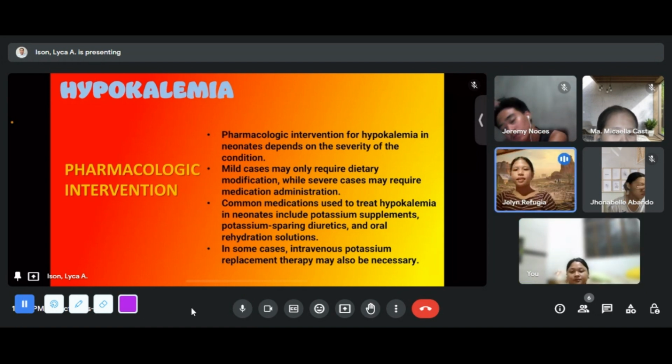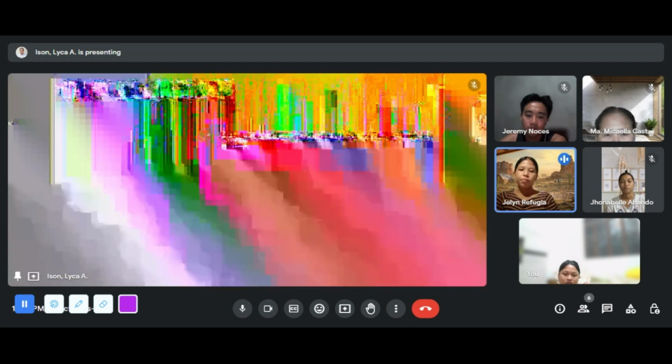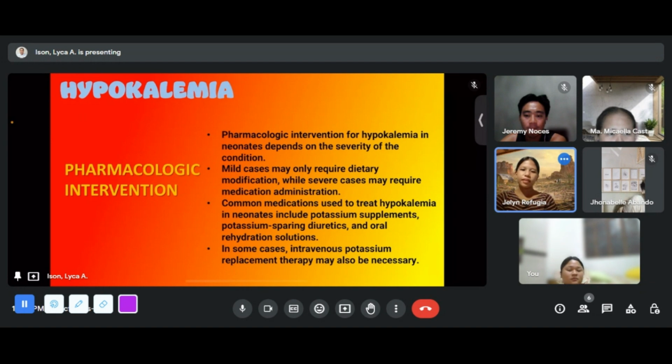So, pag mild cases, dietary modification. Pag severe cases, medication administration. So, yung common na medication for treating hypokalemia is potassium supplements, potassium sparing diuretics, and oral dehydration solutions. So, example ng potassium sparing diuretics is amiloride. So, it is used to lower high blood pressure para maiwasan ang stroke, heart attack, and kidney problems. So, sa ibang cases, IV potassium replacement therapy may also be necessary. So, next slide.